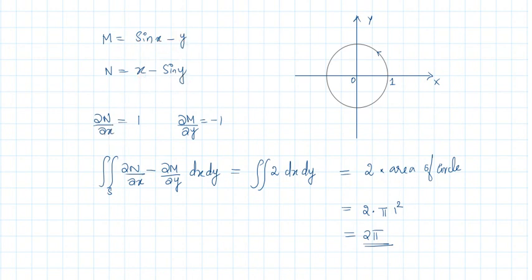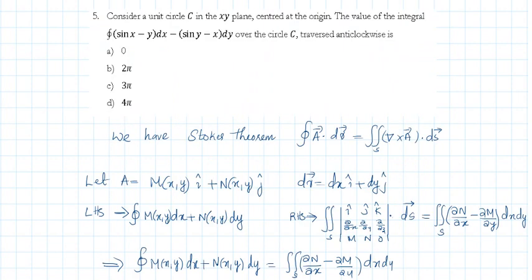You take M equal to sin x minus y, N equal to x minus sin y. Then dou N by dou x becomes 1, dou M by dou y becomes minus 1. The right hand side surface integral becomes 1 minus minus 1, that is 2 dx dy. So the final conclusion is that evaluating the line integral over the circle anti-clockwise is equivalent to evaluating the surface integral over the entire area of the circle. What is the area of this circle? In the question it is given that it is a unit circle.